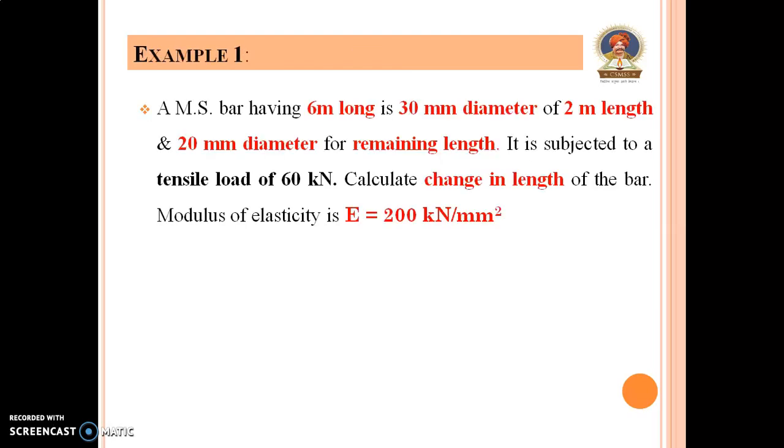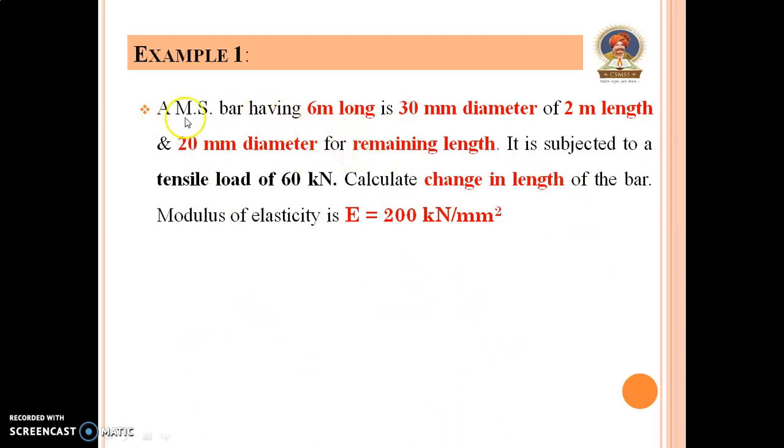A mild steel bar, 6 meter long, is 30 mm diameter for 2 meter length and 20 mm diameter for the remaining length. It is subjected to a tensile load of 60 kN. Calculate the change in length of the bar. Take modulus of elasticity E equal to 200 kN per mm square. In this numerical, the diagram is not given.